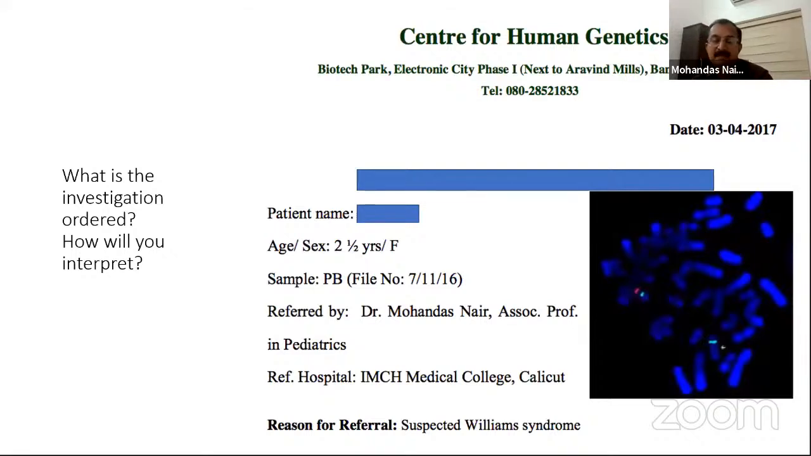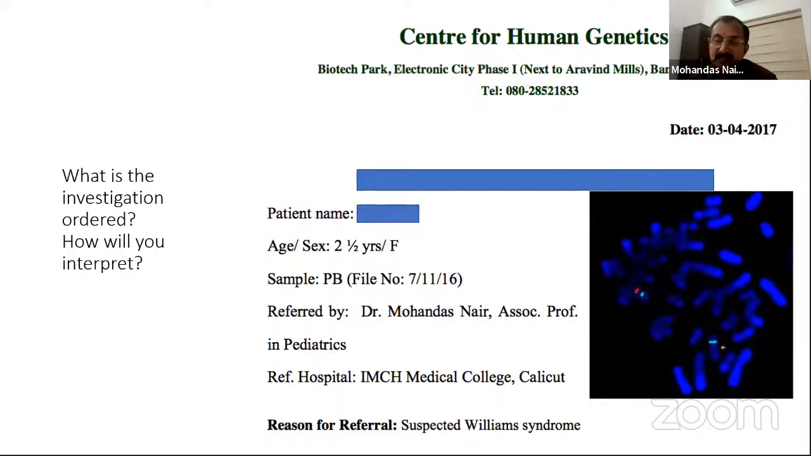So this is an investigation report. What is this investigation and how will you interpret it? There are some details given here. The child is being evaluated for Williams syndrome. You all know that Williams syndrome is a microdeletion syndrome, and the investigation we usually ask for is the FISH test, fluorescent in situ hybridization. The blue things are chromosomes, and in Williams syndrome, the abnormality is in the 7th chromosome.